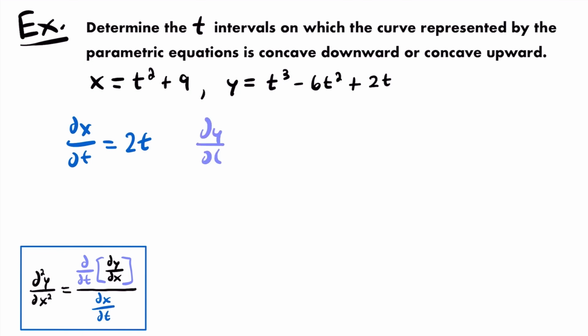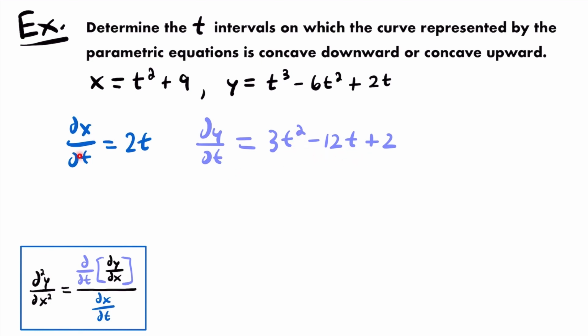Then for dy dt, that will be equal to the derivative of t cubed minus 6t squared plus 2t. We can use the power rule for derivatives on our terms here. If we multiply this exponent down and subtract 1 from the exponent, we'll have 3t squared. And then we will have 2 times the negative 6, that's a negative 12, and then t to the first power. And then the derivative of 2t, that's just going to be 2, because the derivative of t to the first power will just be equal to the coefficient. And so dy dt is equal to 3t squared minus 12t plus 2.